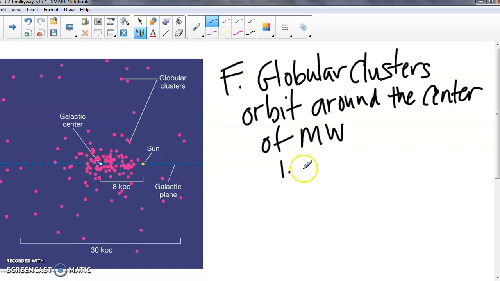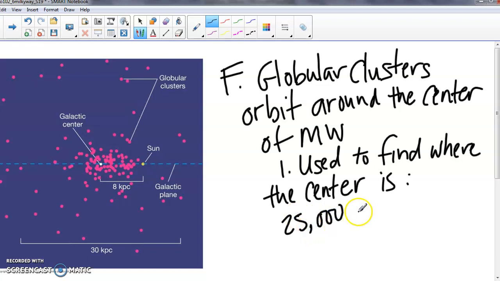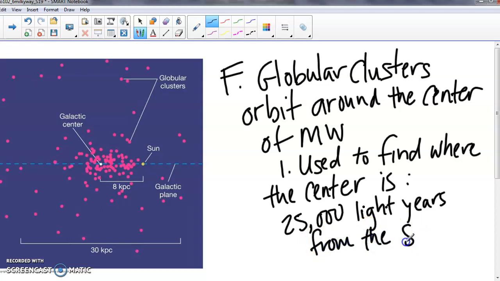Okay. So we actually used these globular clusters after we mapped them out with their known distances from standard candles. We used them to figure out where the center of the bulge was. We didn't know that 100 years ago. This is how we figured it out. So we used globular clusters to find where the center is. And we found out, where is it? It's about 25,000 light years from us, from the sun.